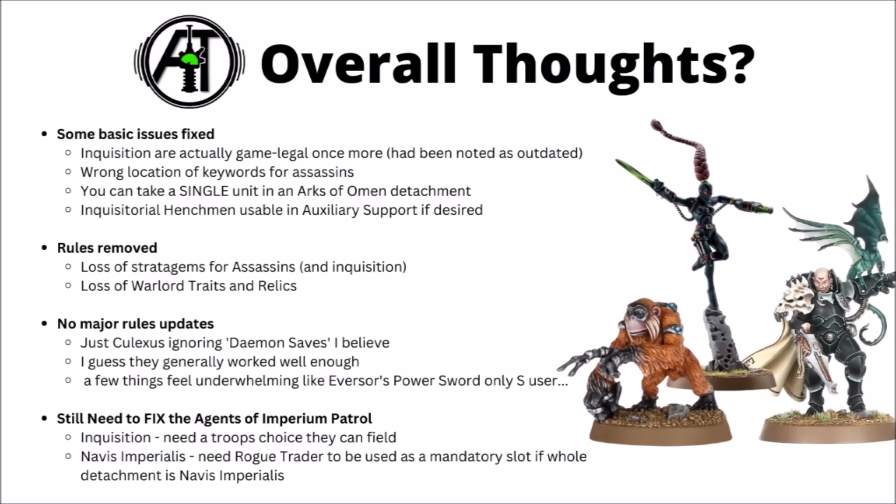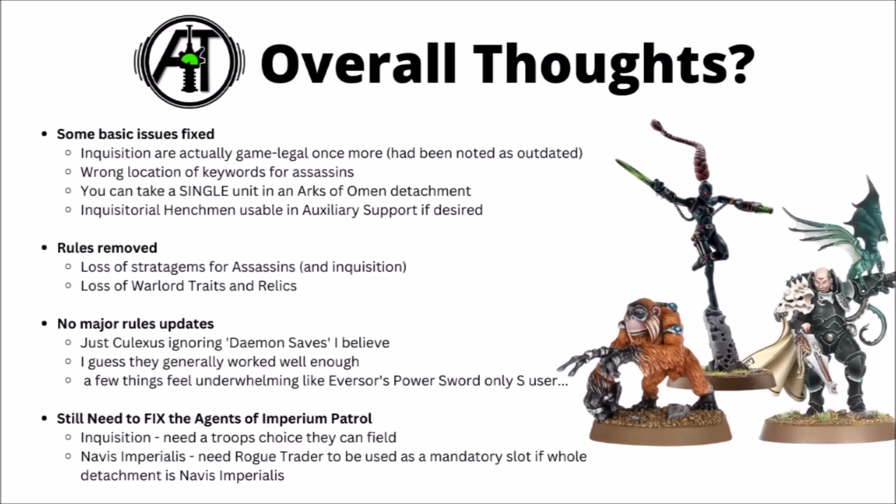For the things that they've fixed, the Inquisition are actually game legal once more. Previously, they'd been listed as an outdated rule set as per the legal supplements document, so it's good to have them back into the game for those that want to field them. They made the Agents of the Imperium keyword a faction keyword for all units. That allows all the units to be fielded as Arks of Omen auxiliary support, say if you wanted to add an assassin in that way.